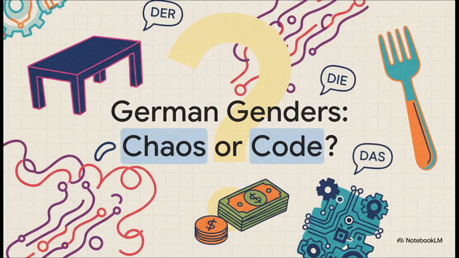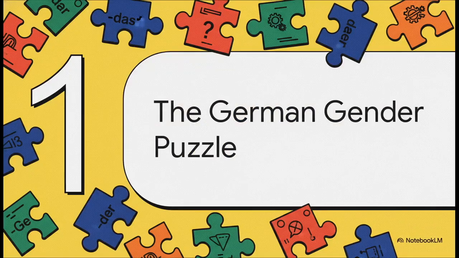You're learning German and you're just trying to remember why the table is masculine, der Tisch, but the fork is feminine, die Gabel, and money, das Geld, is neuter? It feels totally random, like you just have to memorize a giant, endless list of der, die, and das. But is it really just chaos, or is there a code hiding in plain sight? Let's think of this less like a problem and more like a puzzle.